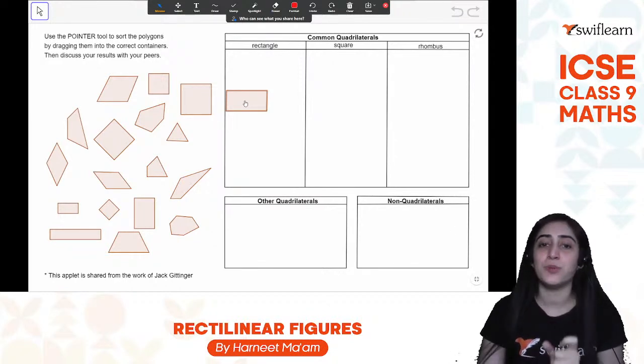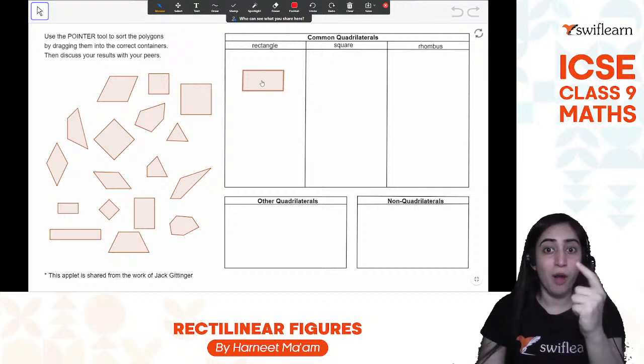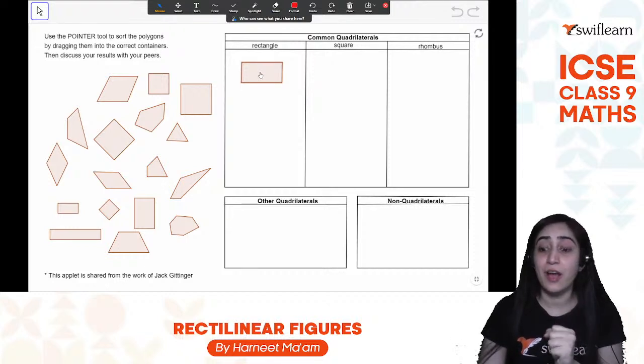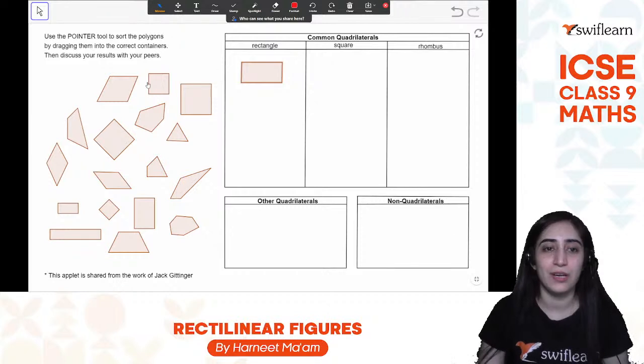So quadrilateral की range में क्या है? जब four sides equal. So what is it? Opposite sides are equal, so it comes in the category of rectangle. Very good. How about this?